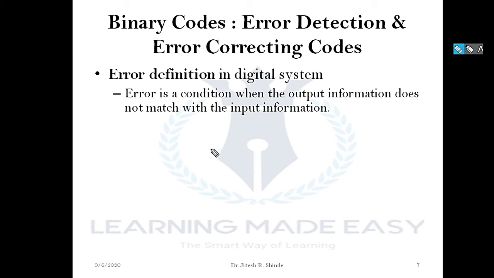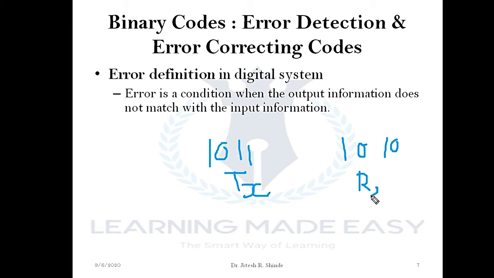If the transmitted data is say 1011 and the received data is 1010, in this case transmitted data is not equal to received data. So here we can conclude that an error has occurred during the transmission. The reason for the error can be noise. It may be inherently present in the circuitry or it may come from other sources as well.